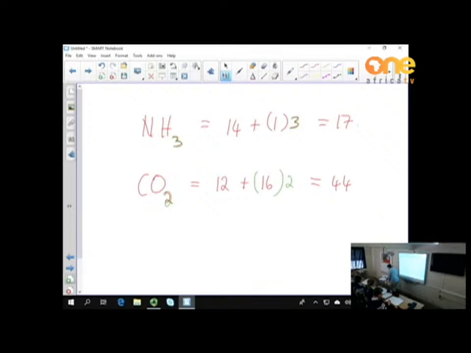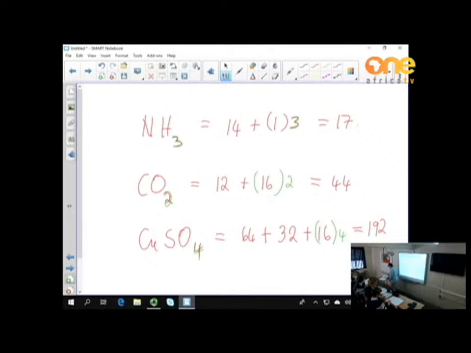Okay. The next one, copper sulfate, CuSO4. The mass of copper, 64. What's copper? Yeah, 63, but we can round it off to 64. I think your tables have 64. Sulfur is 32, and oxygen is 16, but how many oxygens are there? We have 4 oxygens. So the total mass, 160.